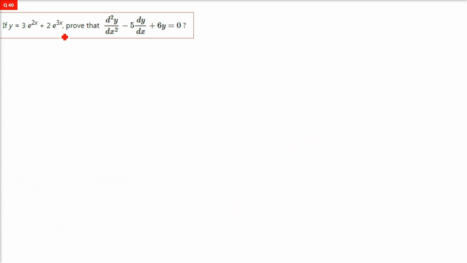Y is equal to 3 e to the power 2x plus 2 e to the power 3x. We have to prove that d2y by dx2 minus 5 dy by dx plus 6y equals 0. So this question you can do by yourself. It's quite easy, but let us complete it by solving. Y is equal to 3 e raised 2x plus 2 e raised 3x.